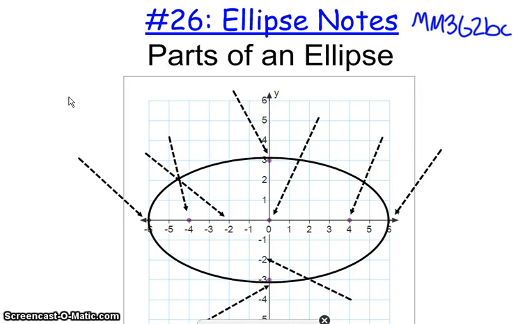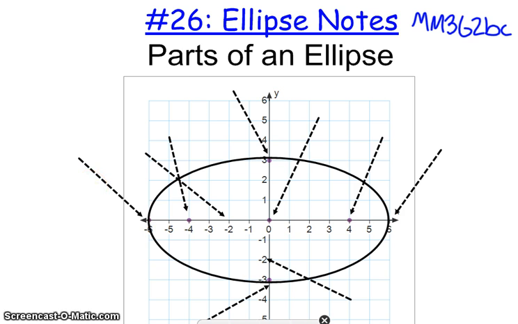Okay, for this video, we are talking about ellipses. Specifically, at first, we're going to talk about the parts of an ellipse. I know it says entry 26, but yours may be different depending on when we get there. And the standard we're going to cover here is MM3G2BC, which means essentially we're talking about different conics, graphing those conics, and going from the equation to the graph.